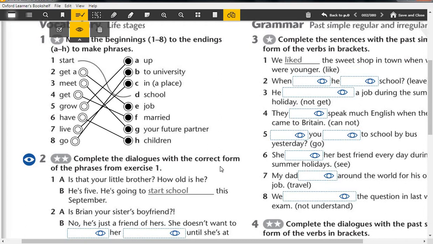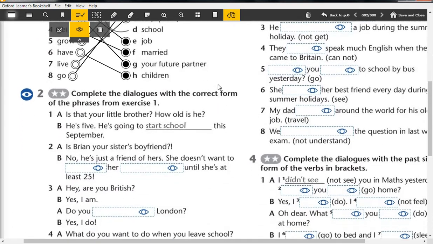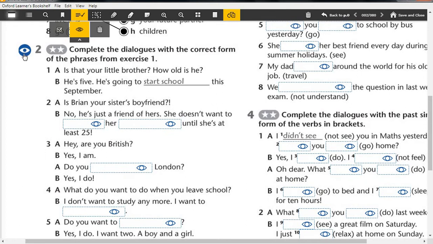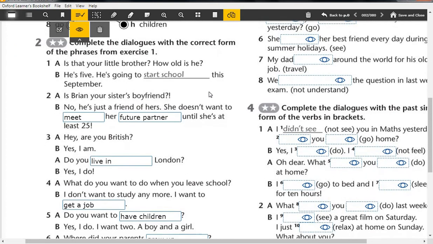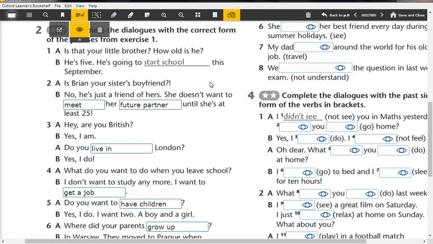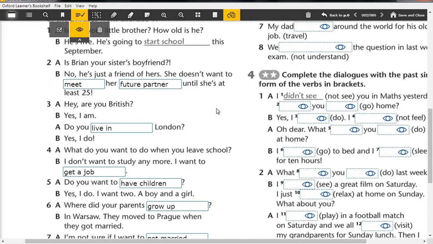Now complete the dialogues with the correct form of the phrases from exercise 1. Now let's see the answers again. Is that your little brother? How old is he? He is 5. He is going to start school this September. 2. Is Brian your friend's boyfriend? No, he is just a friend of hers. She doesn't want to meet her future partner until she is at least 25.